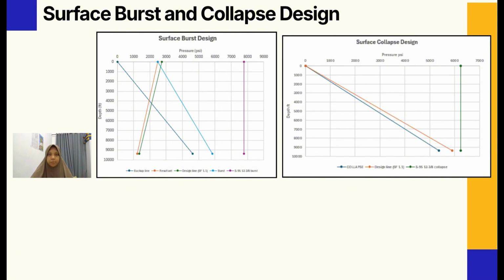We applied a similar approach to the surface casing down to 9,350 feet, selecting the 13.38-inch S95 casing. This graph clearly shows that our entire burst and collapse design loss profiles remain far below the S95 maximum limits of 7,770 psi and 6,240 psi, so integrity for both sections is fully guaranteed.